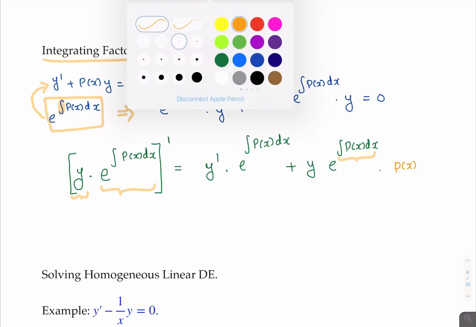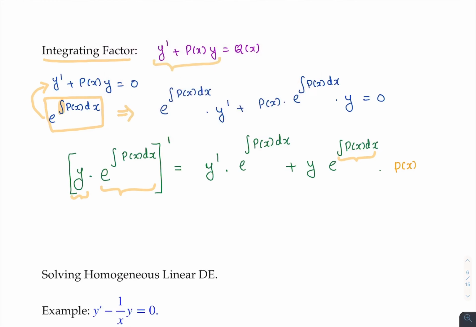And do you see anything that resembles something? As a matter of fact, if you take a look, this one right here is exactly the same as this one right here, although the terms are rearranged. So now I achieved what I wanted to achieve.